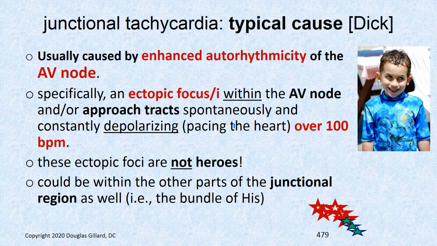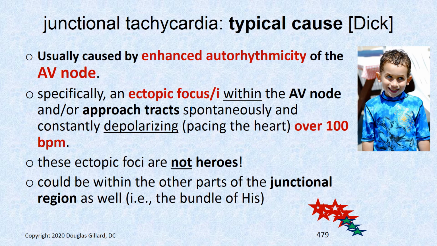So a junctional tachycardia, these are not the Sully guy, right? The hero. These are mischievous. The question could say it's caused by enhanced autorhythmicity of the AV node. That's a fancy word for saying a really mischievous ectopic foci somewhere in the junctional region, or usually in the AV node, the proximal or distal approach tracts. This ectopic foci is going twice as fast as the AV node. It's depolarizing so fast that the SA node doesn't do anything anymore. You get a heart going about 120 beats per minute or so.